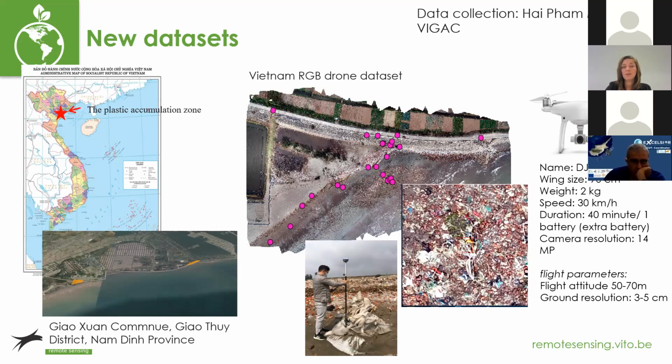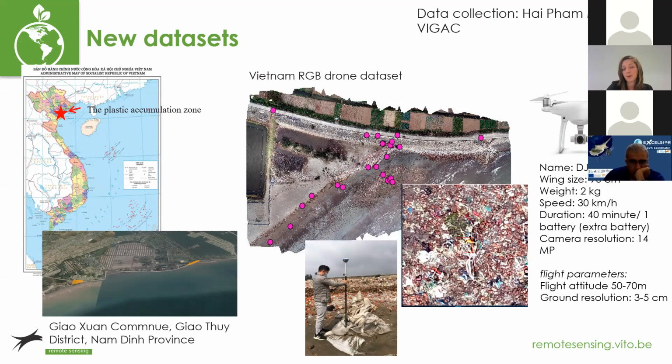In the middle, you see the RGB drone data set. At the right-hand side, you can see the drone that was used. It was a DJI Phantom 5. And they used this drone, they flew at a flight altitude between 50 and 70 meters, resulting in a ground resolution of 3 to 5 centimeters.